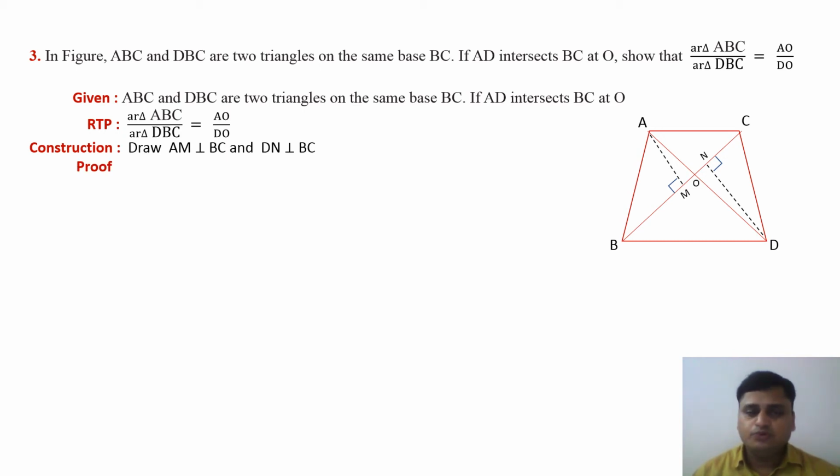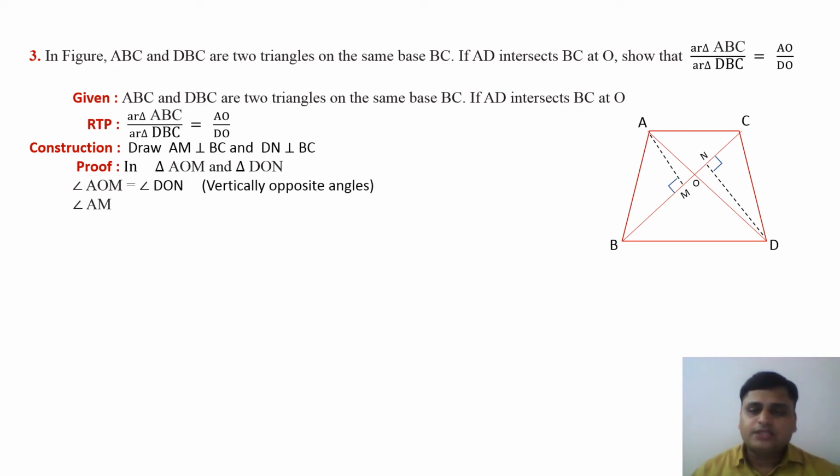Let's begin the proof. We will take two triangles and we are going to prove these two triangles similar. That is triangle AOM and triangle DON. Now in these two triangles, angle AOM is equal to angle DON, and the reason will be vertically opposite angles.